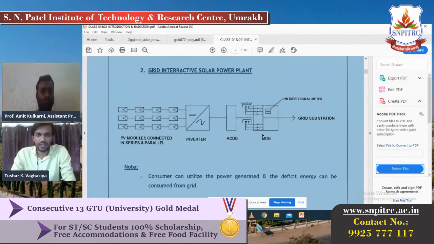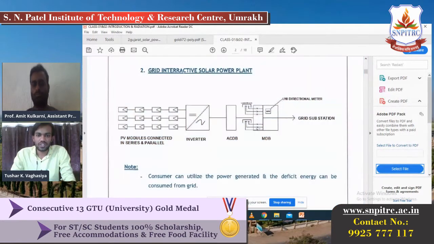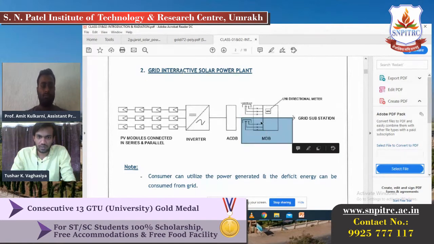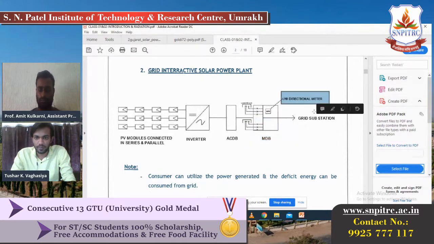And then you can directly use it as your distribution, either it's an industrial load, a residential load, or a commercial load, right? So here in the grid interactive load, the unidirectional meter is located here. And the unidirectional meter shows only one direction: either it's generating power from the solar, or it shows how much consumption is from the grid, from your local discom, right? So here is the unidirectional meter.